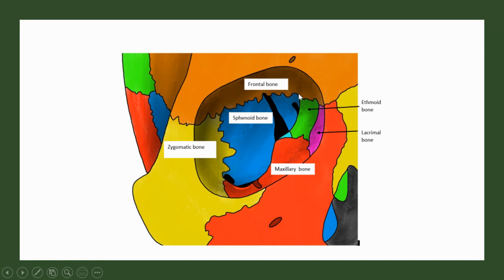This is the orbit and the bones that compose the orbit: the lacrimal, the ethmoid, the sphenoid, the frontal, the zygomatic, and the maxillary.